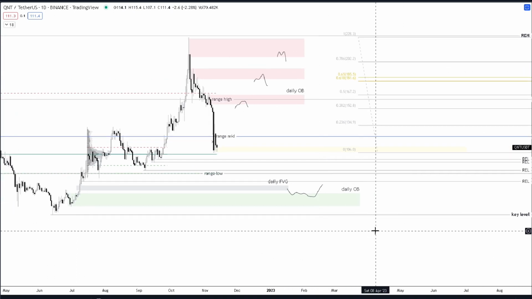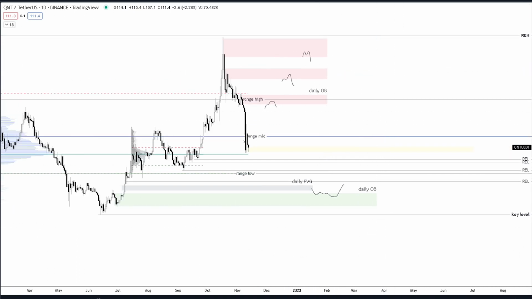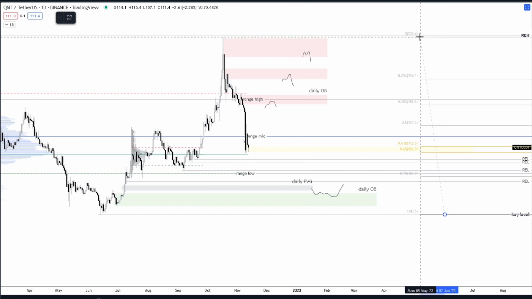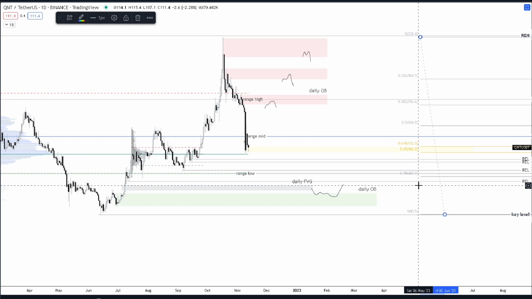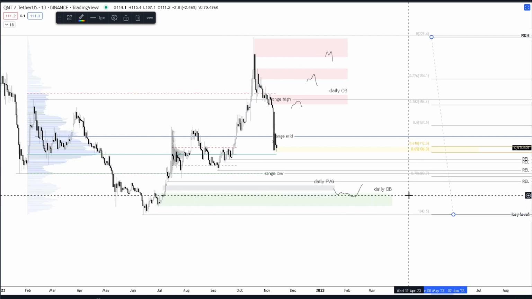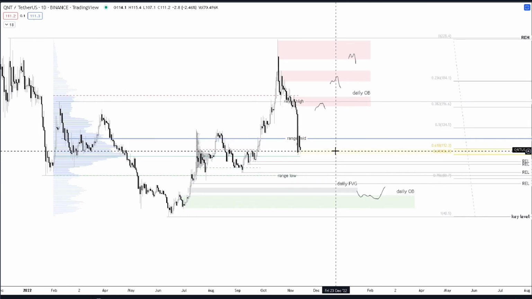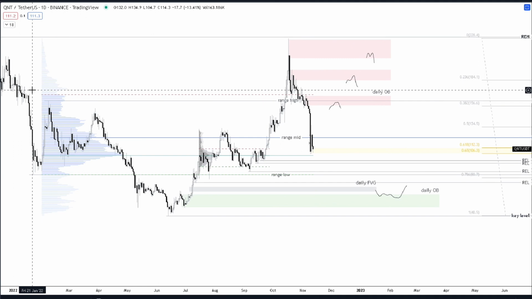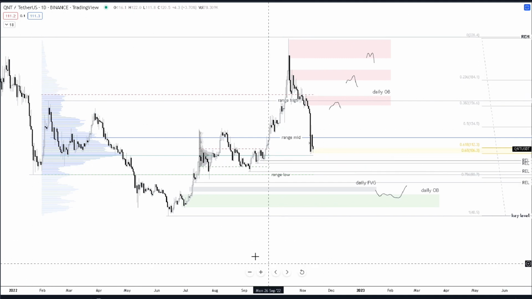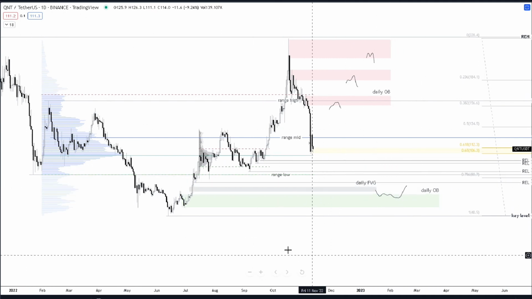Since this is the case, and if I take the fib from the bottom to the top again, this would be an extremely deep retrace, which gives us more confidence in a reversal from this area. On top of that, if you look at the macro outlook, we are in this macro range, and this would also be another deviation.